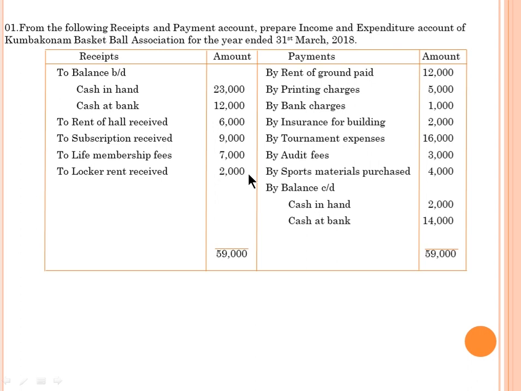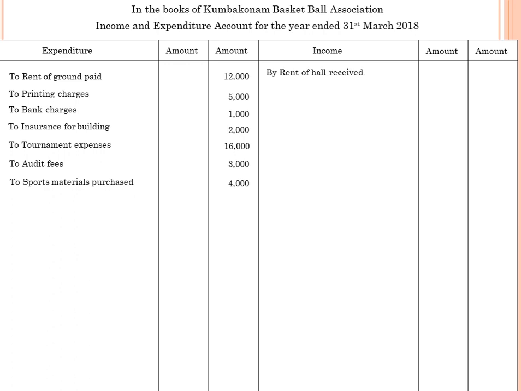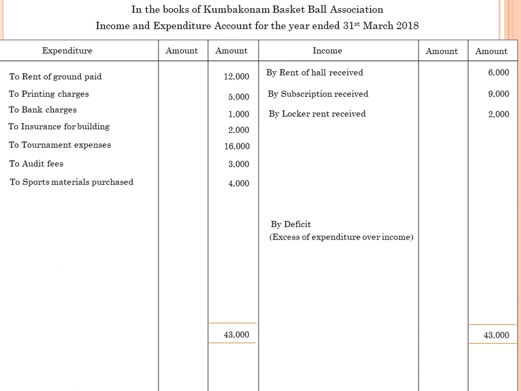We move on to the income and expenditure account, credit side, income. By rent of hall received 6,000, by subscription received 9,000, by locker rent received 2,000. Now all the information is recorded in the income and expenditure account. So here, expenditure exceeds income. Find the total of the expenditure side, 43,000, and put the same value, 43,000, on the credit side. Find the balancing figure, the deficit, excess of expenditure over income. How much? 26,000. See, my dear, this is a very simple presentation about the income and expenditure account.